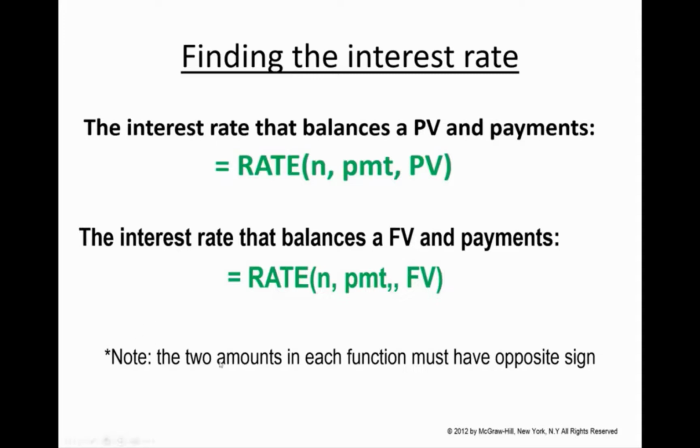Now, the note that's listed here is that if you have a positive payment, then that means you have to have a negative value for the present value, because Excel is expecting that one of them will be an inflow and the other will be an outflow. So we'll remember that as we do the calculations in the in-class exercise.